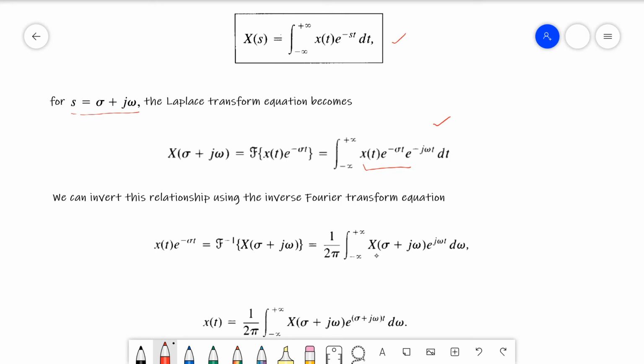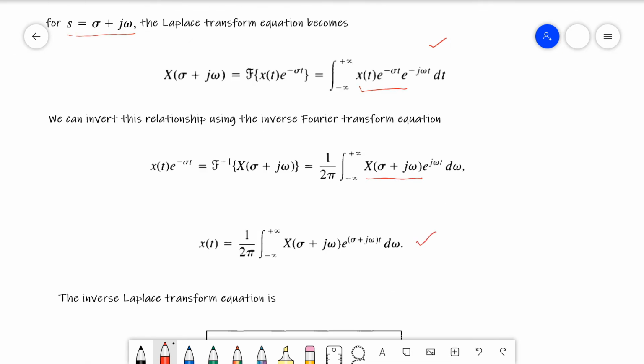So now we replace X of j omega by X of sigma plus j omega. From here, if we multiply e raised to the power sigma t on both sides, we can get x of t as this. So what does that mean? That means that to recover x of t from its Laplace transform evaluated at different values of s, where sigma is a constant value and omega ranges from minus infinity to infinity.